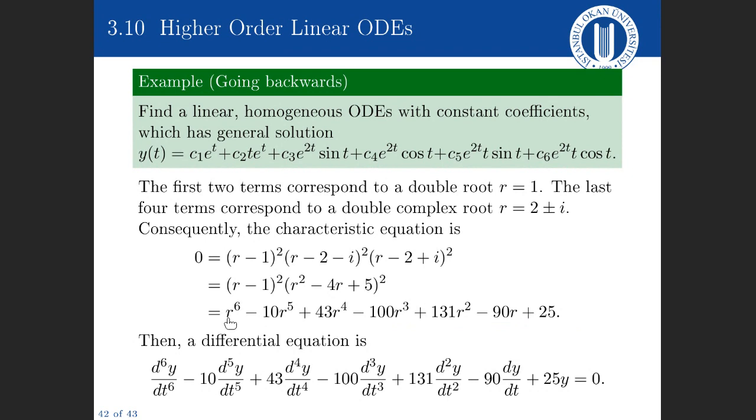From 1 r to the power 6, we know that we must have 1 d6y/dt6. From minus 10 r5, we know that our differential equation must include minus 10 d5y/dt5, and so on. Plus 43 r to the power 4 becomes plus 43 d4y/dt4. Minus 100 r cubed becomes minus 100 d cubed y/dt cubed. Plus 131 r squared becomes plus 131 d squared y/dt squared. Minus 90 r becomes minus 90 dy/dt, and plus 25 becomes plus 25y equal to 0. A question like this has infinitely many correct answers because we're just asked to find an equation which has this solution.